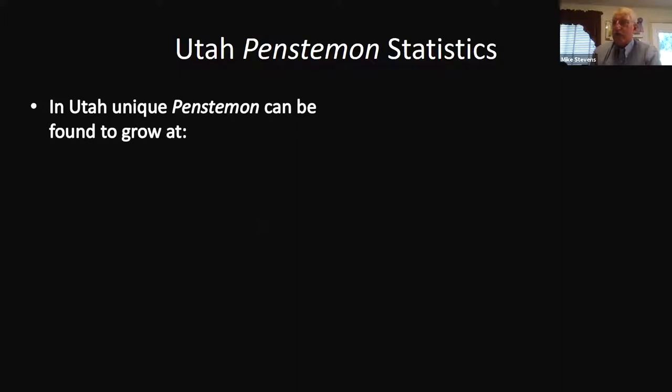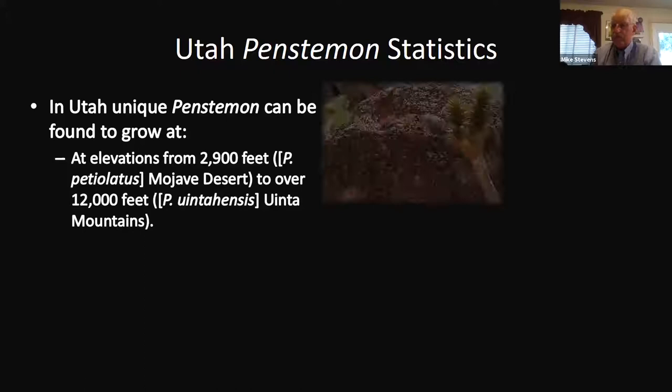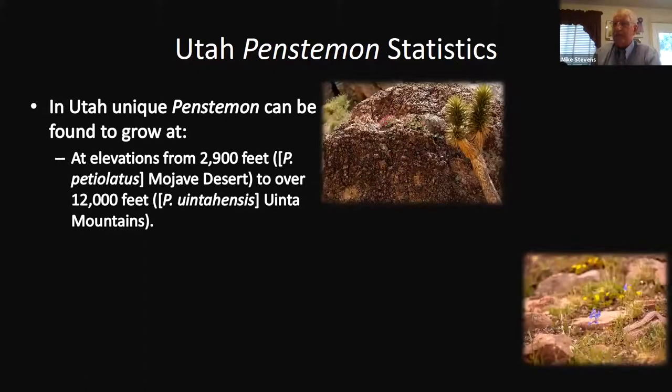Penstemon can be found in all sorts of areas of Utah, from 2,900 feet in the Mojave Desert to over 12,000 feet. Examples of those are on the right side of your screen. The top one is one called Petiolatus. I gave that one a nickname.